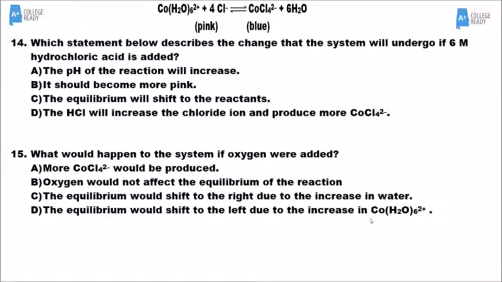Number 14 and 15 also have to do with this same equation. If we add hydrochloric acid at 6 molar, we're really adding an awful lot of hydrogen ion and chloride ion. The only thing in the equation is the chloride ion. So adding chloride ion to the left-hand side would cause a shift to the right towards products, going from pink towards blue. The only answer choice that matches up with that shift to the right is letter choice D. The pH of the reaction would actually decrease because you're adding more acid. Becoming more pink would be a shift towards reactants, and C says shift towards reactants. We know that it will shift to the right towards products.